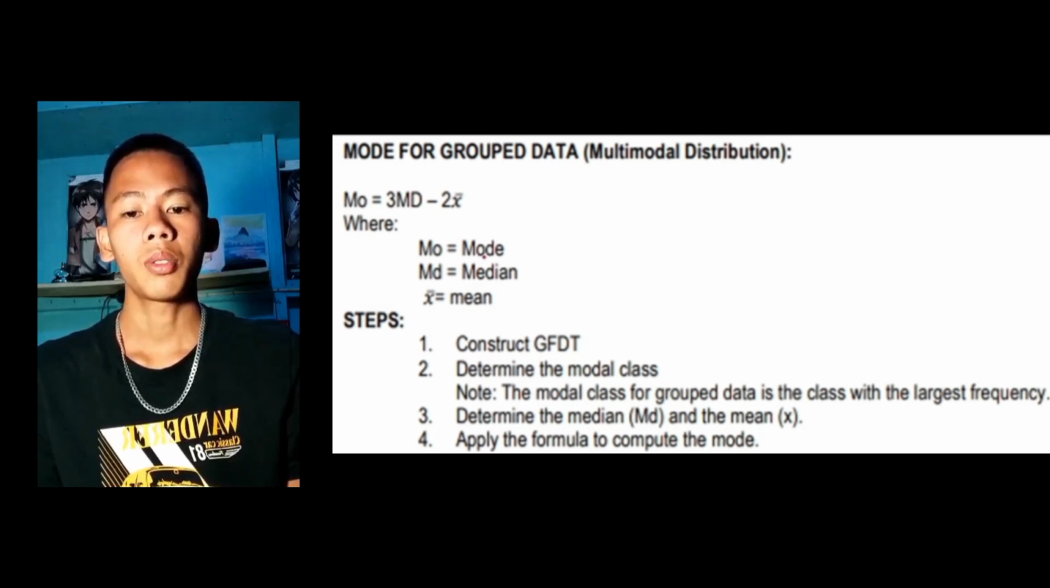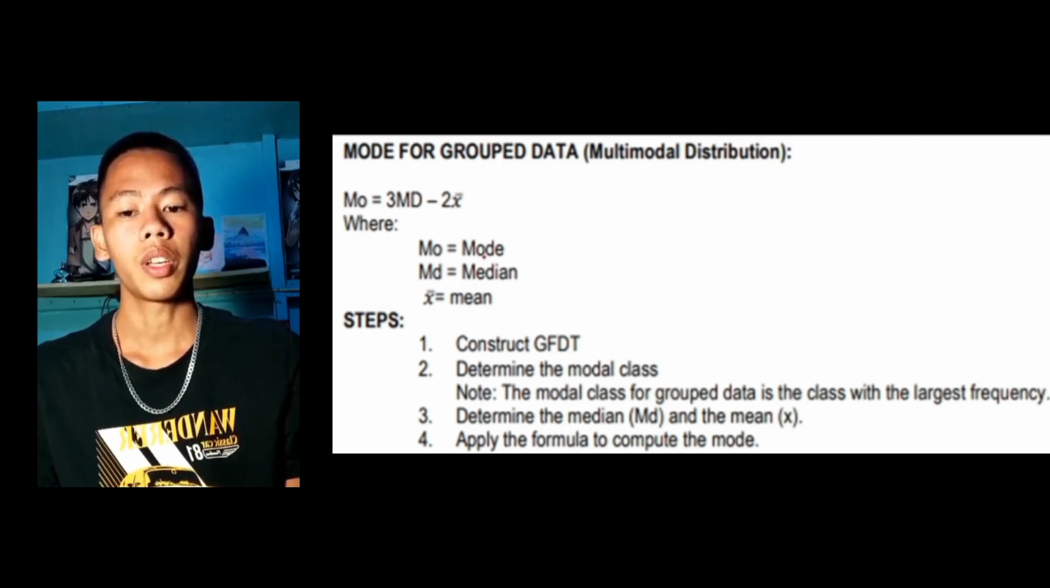So the first step is to construct a grouped frequency distribution data. Next step is to determine the modal class. Note that the modal class for the grouped data is the class with the highest frequency. Third step is to determine the median and the mean. And the last step you need to do is to apply the formula to compute the mode.